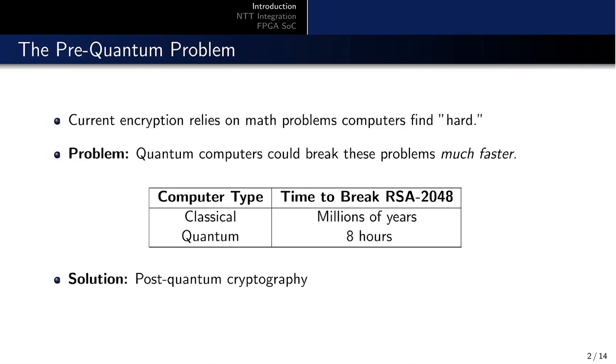So the main problem that we're trying to solve is that current encryption schemes rely on having a math problem that current computers find difficult, so it takes them many years to solve these kinds of problems. However, with the rise of quantum computers, they tend to break these problems in much faster time. For example, for the encryption scheme RSA 2048, which is used in website security, classical computers take millions of years. However, a quantum computer can only break it in 8 hours. So there is an urgent need to use post-quantum cryptography.